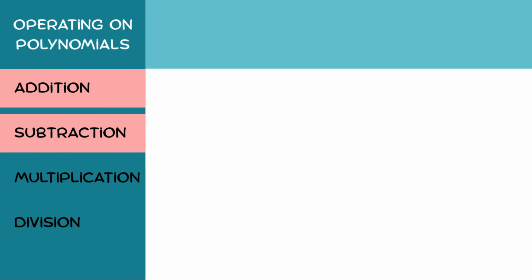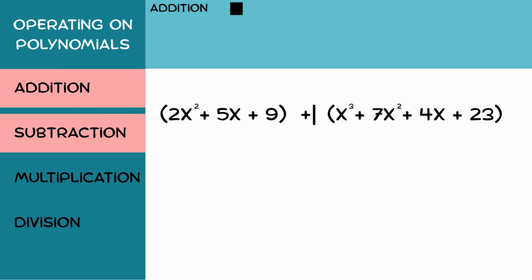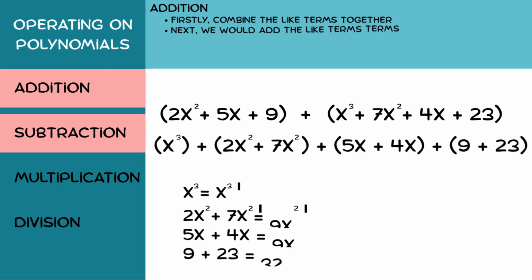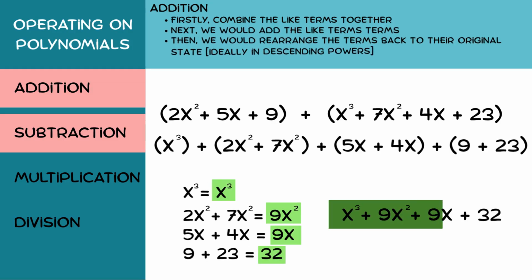Now that we know the basic properties of real numbers, it's time to learn how to add and subtract polynomials. Let's say we have these 2 polynomials and we wanted to add them together. What we must first do is combine the like terms together like this. Then we would simply add them, then rearrange them to get this.